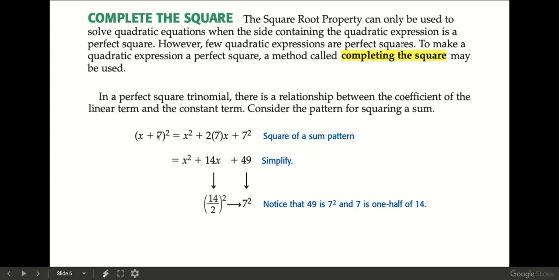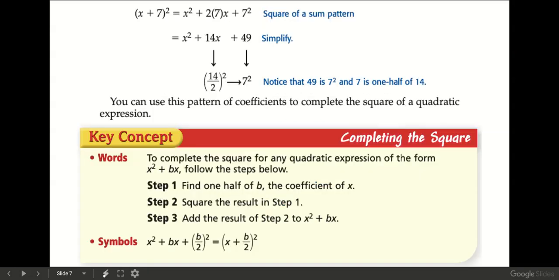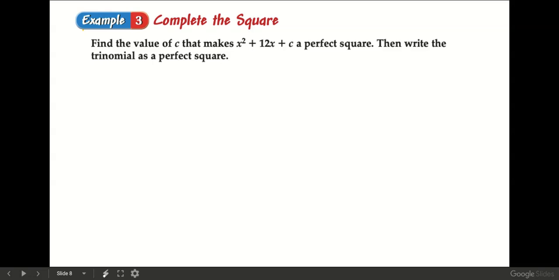So if you can see the connection between the term in the perfect square and the linear and constant term, really, if I took 7 and multiplied it by 2, that gives me 14, and 7 squared is 49. So this connection is important when we're looking at completing the square. We can use this pattern to complete the square of a quadratic expression. Okay, so again, this is our term here that we're looking for. We're going to go ahead and apply this in an example.